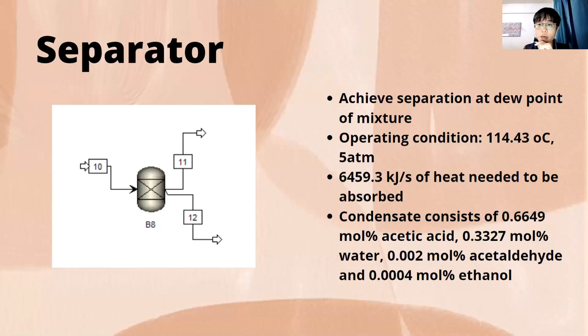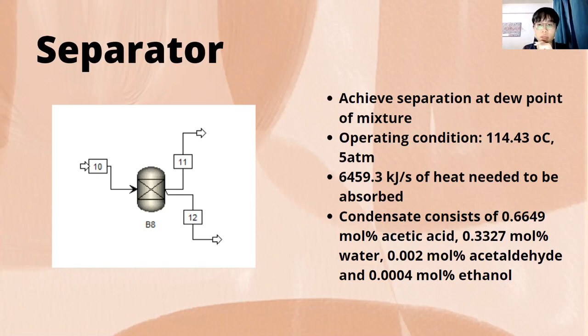The next column is the separator. It accommodates the products from the second reactor and separates them at the dew point of the mixture. The equipment works based on the different volatility of components and their corresponding vapor pressure. The calculation of this unit is done using the Antoine equation in order to calculate the dew point. From the calculations, it is found that the working condition of this equipment is at 114.43 degrees Celsius and 5 atm.